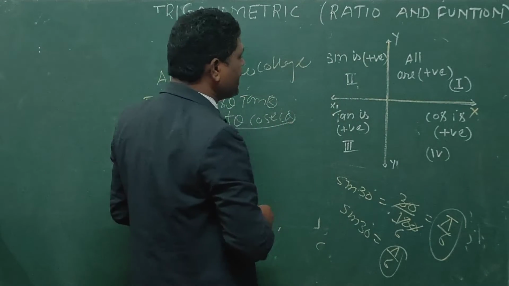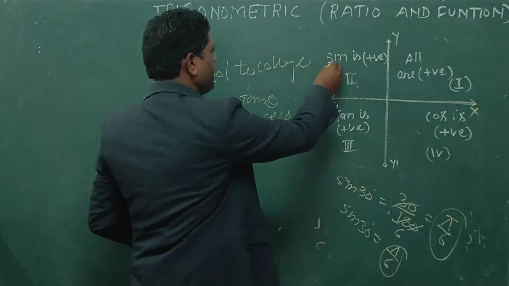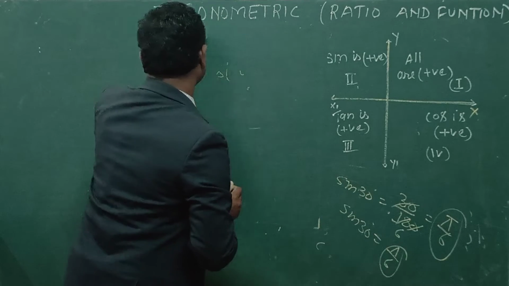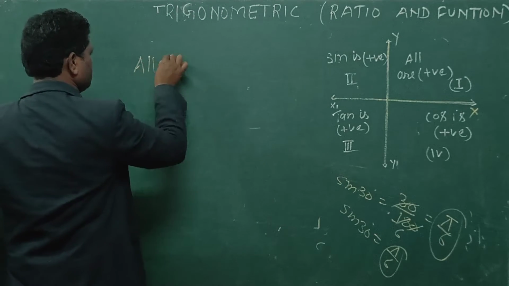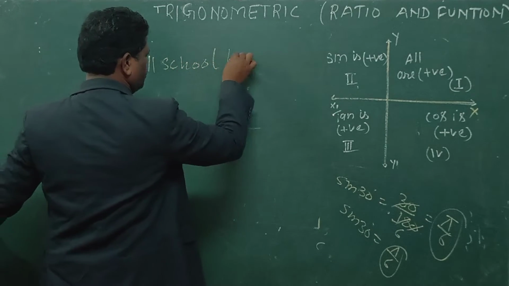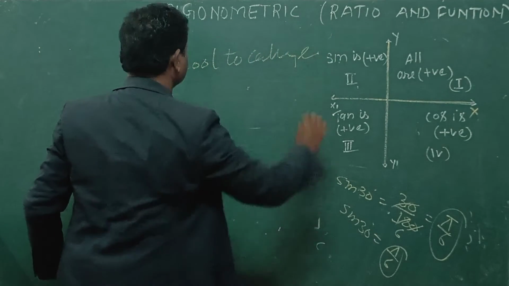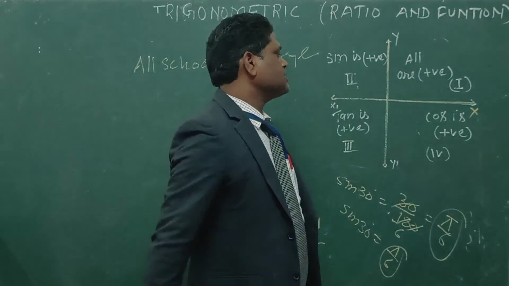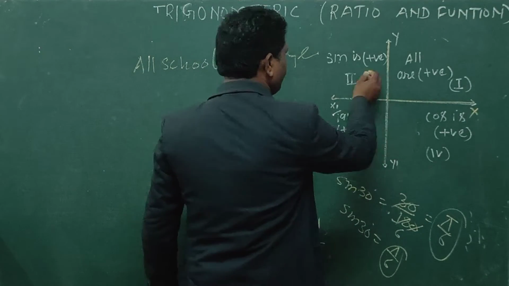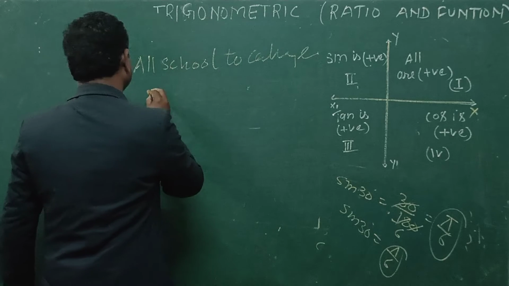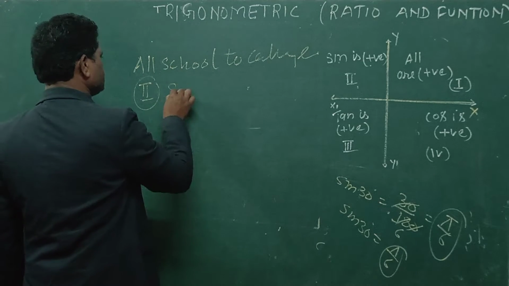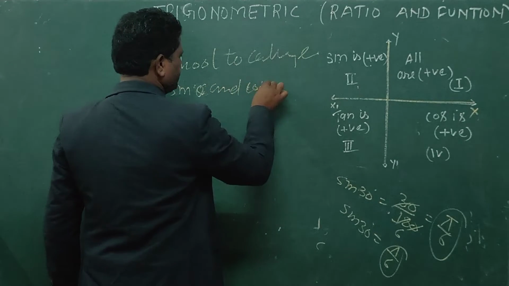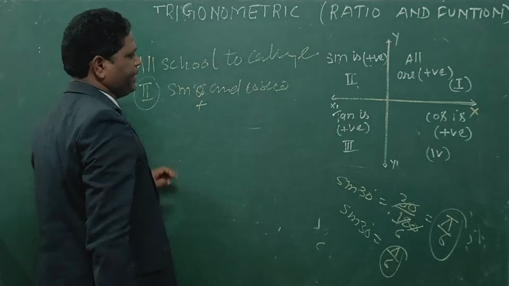In the second quadrant, only sin and cosec are positive. First of all, "All Students Take Coffee", from school to college. In the first quadrant all trigonometric functions, sin, cos, tan, cosec, are positive, but in the second quadrant only sin theta and cosec theta are positive, and all the remaining are negative.